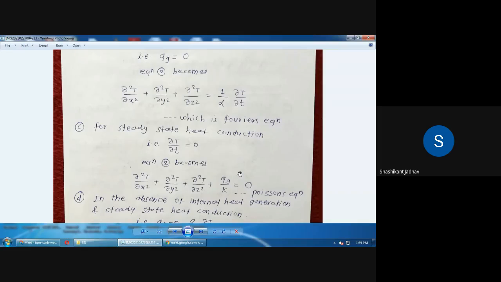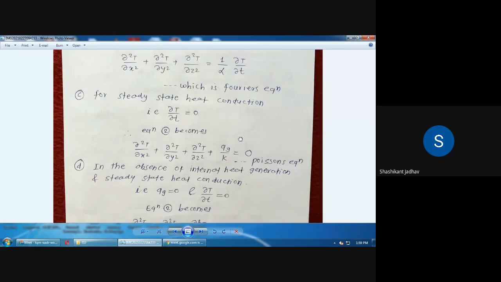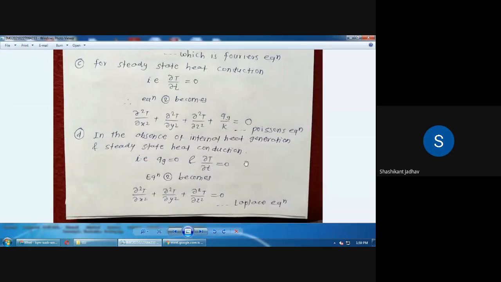Then we get that equation. What is the equation? That equation is nothing but Poisson's equation. And similarly, if both factors we consider as 0, that is, no internal heat generation and steady state heat conduction, at that time we get one equation. That equation is nothing but the Laplace equation.